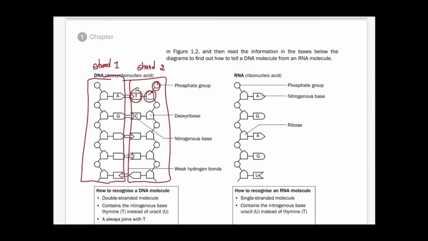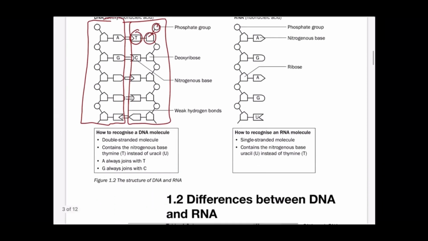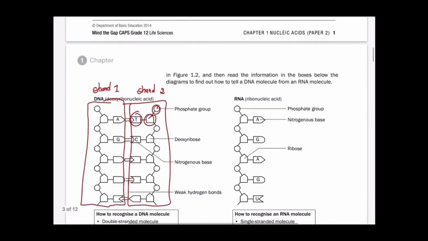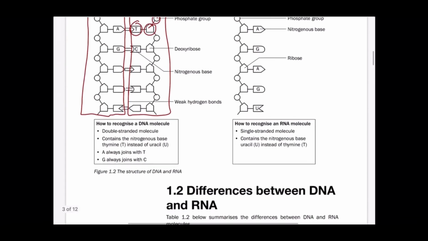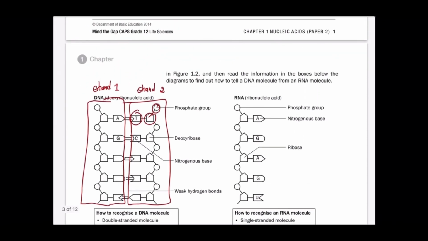So to always remember which nitrogenous base pairs with what nitrogenous base, you need to remember it by saying "tag C". You know, on social media you always tag people on your posts. So in nucleic acids, you basically have to tag C.